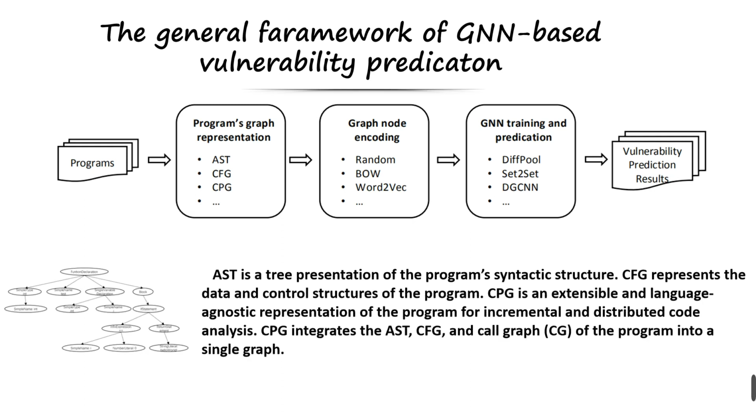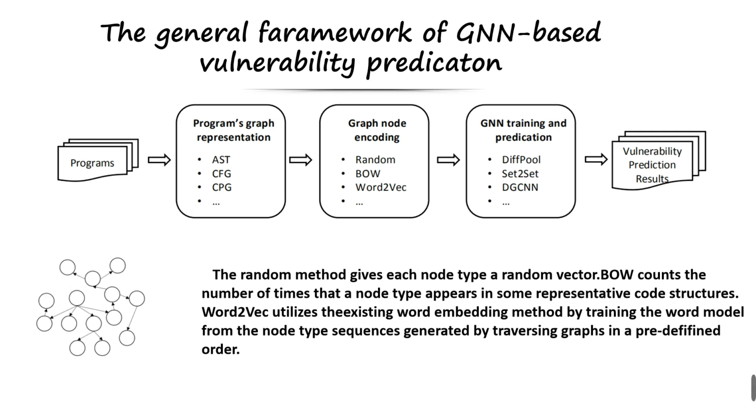In program's graph representation, we consider 3 typical graph representations: AST, CFG, and CPG. CPG is an extensible and language-agnostic representation of the program for incremental and distributed code analysis. In graph node encoding, in order to facilitate the model training of the GNN learning method later, we need to provide an initial encoding of each node in the graphs. The basic idea is to provide an encoding of each node type. We use 3 different methods for encoding: random, bag-of-words, and walk-to-walk.